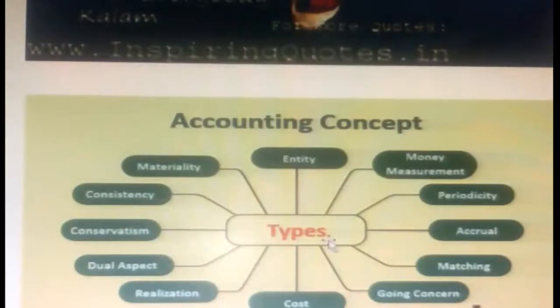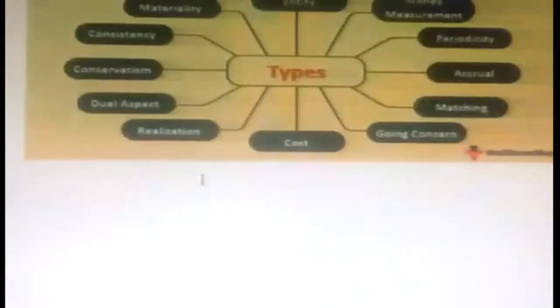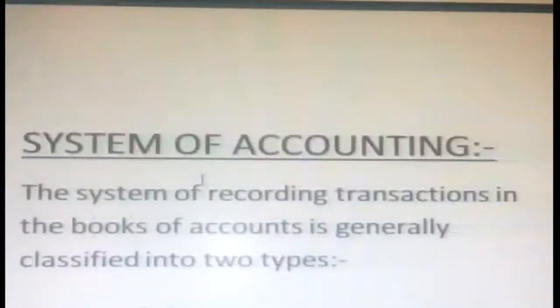Okay, so that's what the accounting concepts we discussed in the previous class: entity, money measurement concept, periodicity, accrual, matching concept, going concern, cost concept, realization concept, dual aspect, conservatism or prudence, consistency, and materiality. Correct, so different types of accounting concepts we discussed. For today, we are going to discuss a very important one: systems of accounting.